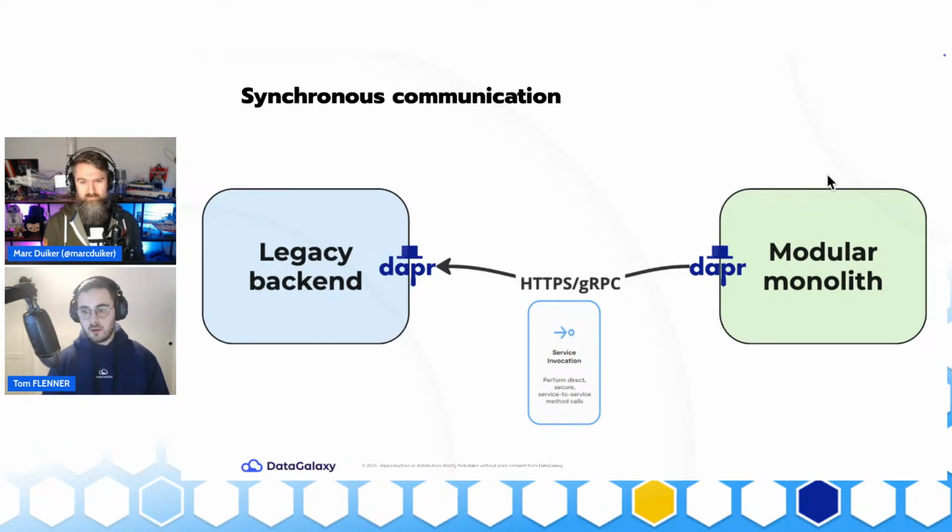The second one is the synchronous communication. For this part, it's the same as the previous one, but it helps us to handle secure communication between services and the name resolution in the cluster because we are in a Kubernetes environment. So we don't take care of all of that. We're just using Dapr to make calls between both components in a synchronous way. So it was easy to implement, not a huge amount of code, and it helped us a lot to migrate.